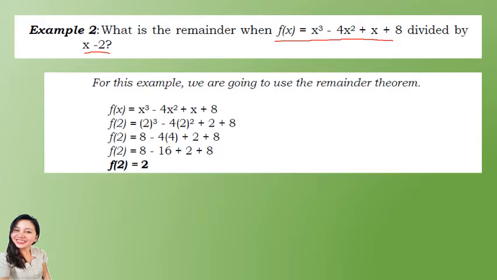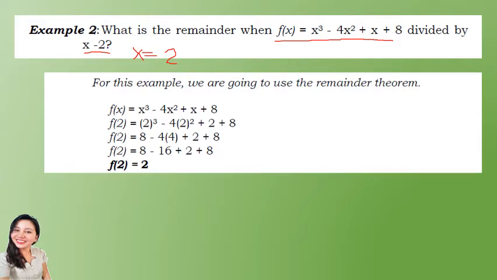The divisor is x minus 2, so it becomes x equals 2. Every x here will be replaced by 2. Copy the function. f of 2 equals 2 cubed minus 4 times 2 squared plus 2 plus 8. 2 times 2 times 2 is 8. Minus copy the 4. 2 squared is 4, plus 2 plus 8. So, 8 minus 4 times 4, 16, plus 2 plus 8.